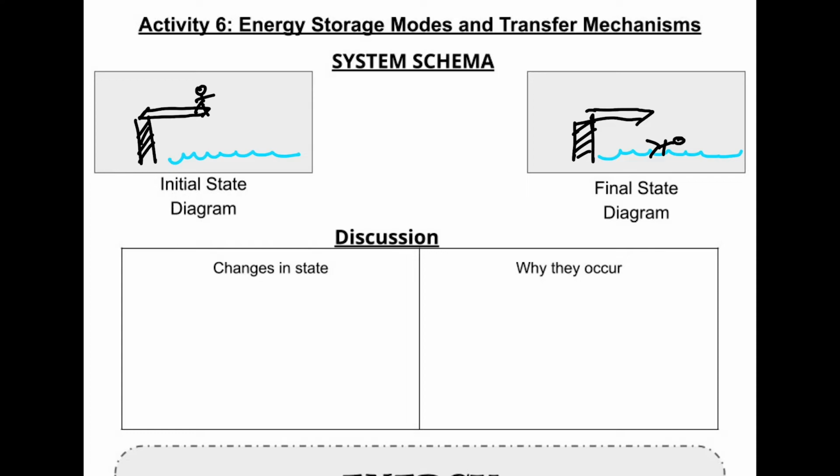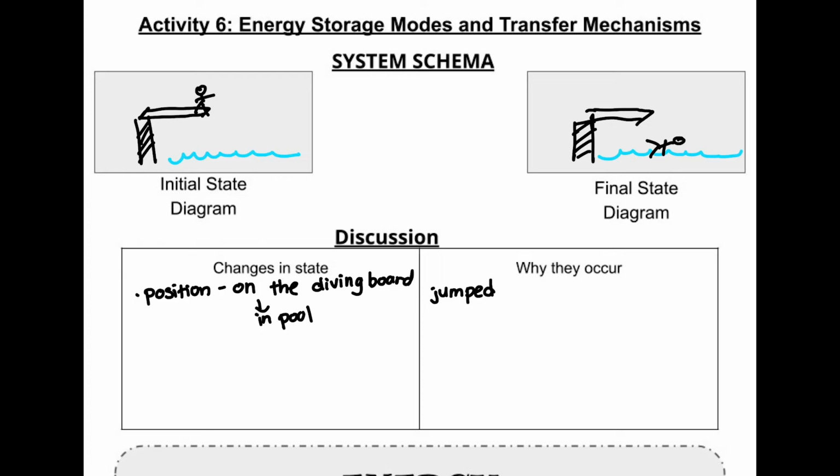Okay, so the changes in state would be that my position has changed. All right, so the position was, I was on the diving board, and now I ended up in the pool. Okay, and that occurred because I jumped.